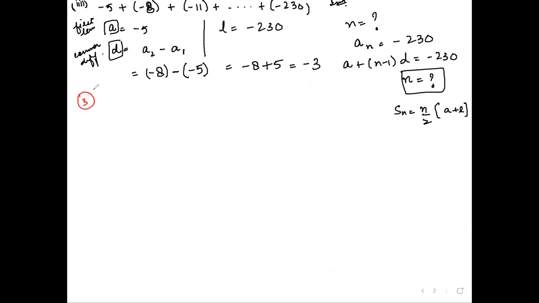Okay, third question now. First part. In an AP, do you have the book, both of you? Yes, ma'am. So a few things are given: a is equal to 5, d is equal to 3, and an is equal to 50. You have to find n and you have to find Sn.